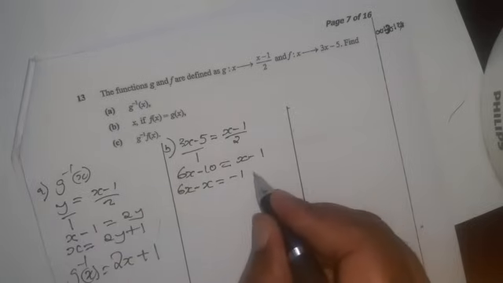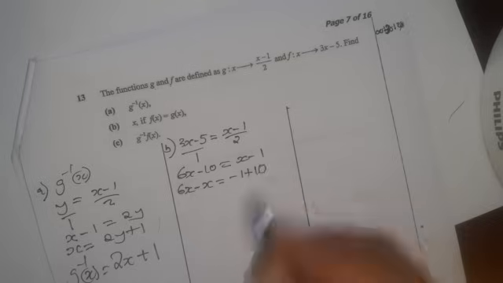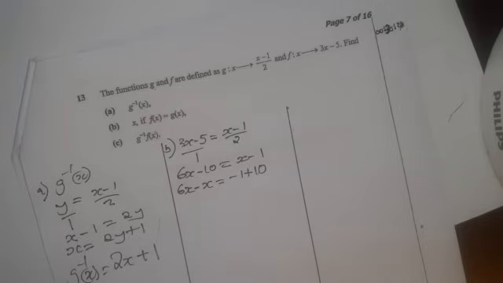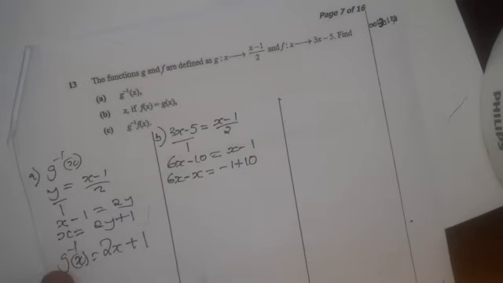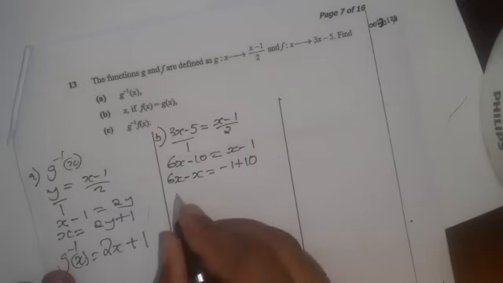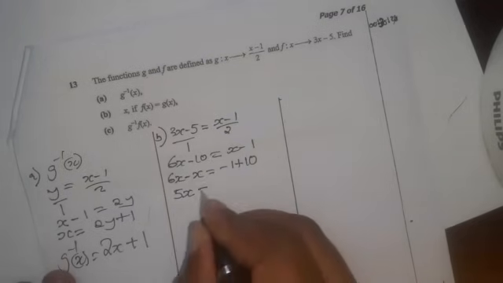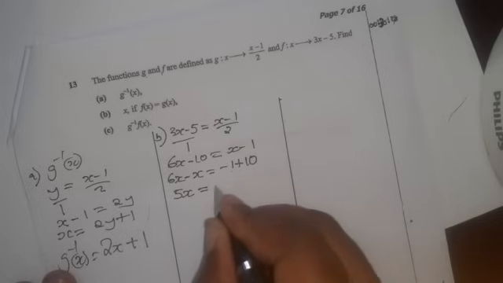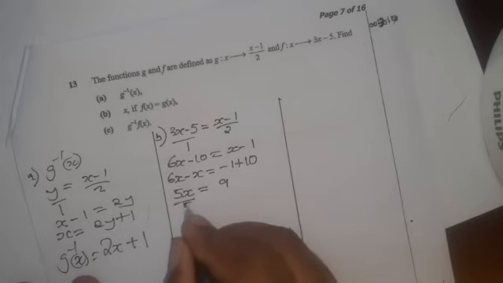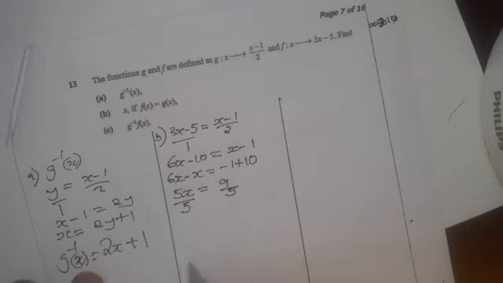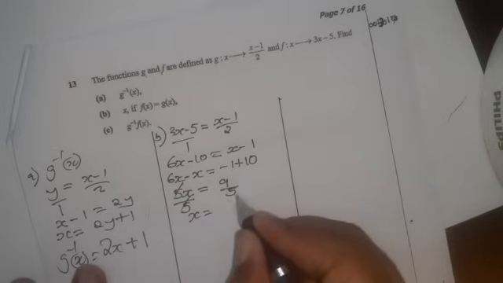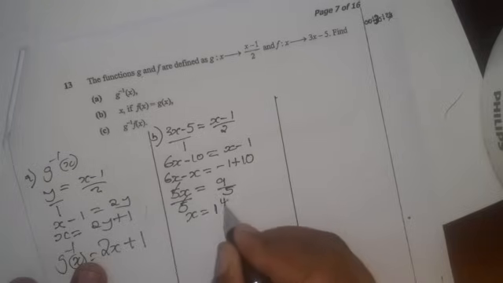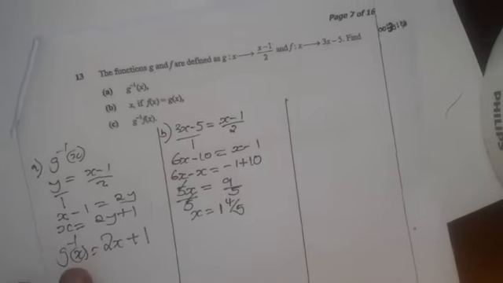Negative 1 plus 10. Okay, that's what you're supposed to get there. So 6x minus x is 5x, which is equal to negative 1 plus 10, which is 9. We divide by 5, by 5. So x is equal to, what is 5 into 9? 1, remainder 4 over 5. So that is our answer there.